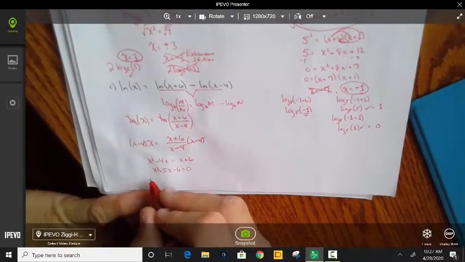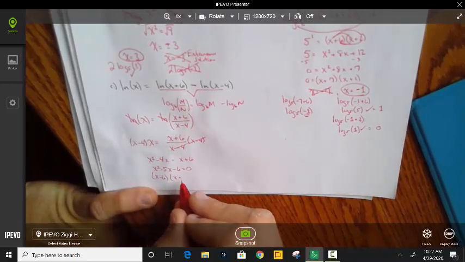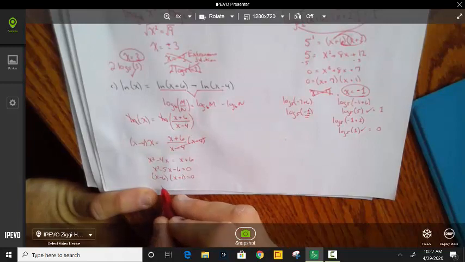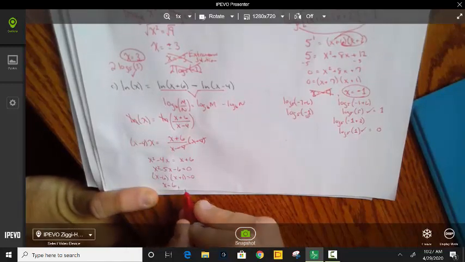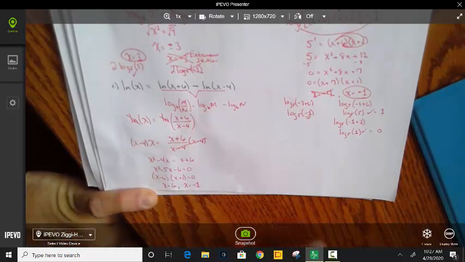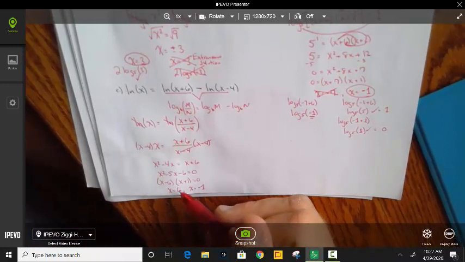And then this factors to x minus 6 and x plus 1. The factors of negative 6 to make negative 5, which means our two answers are 6 and negative 1. And then guys, running through this whole process of checking is not something you have to do, but let me just show you this.